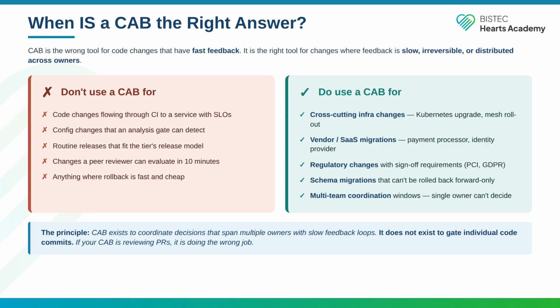The principle is this: the CAB exists to coordinate decisions that span multiple owners with slow feedback loops. It does not exist to gate individual code commits. If your CAB is reviewing pull requests, it is doing the wrong job, and the cost of the meeting is paid in delivery latency with no compensating stability benefit.